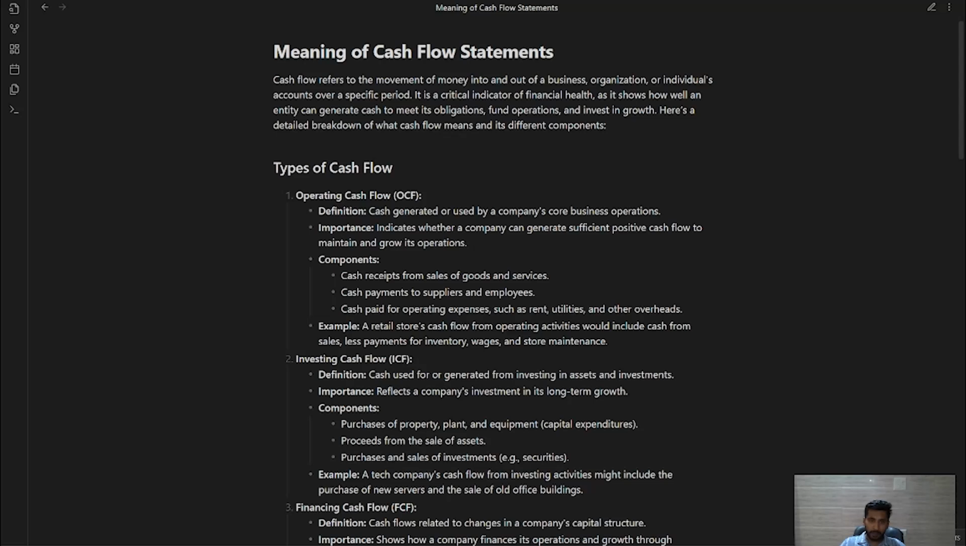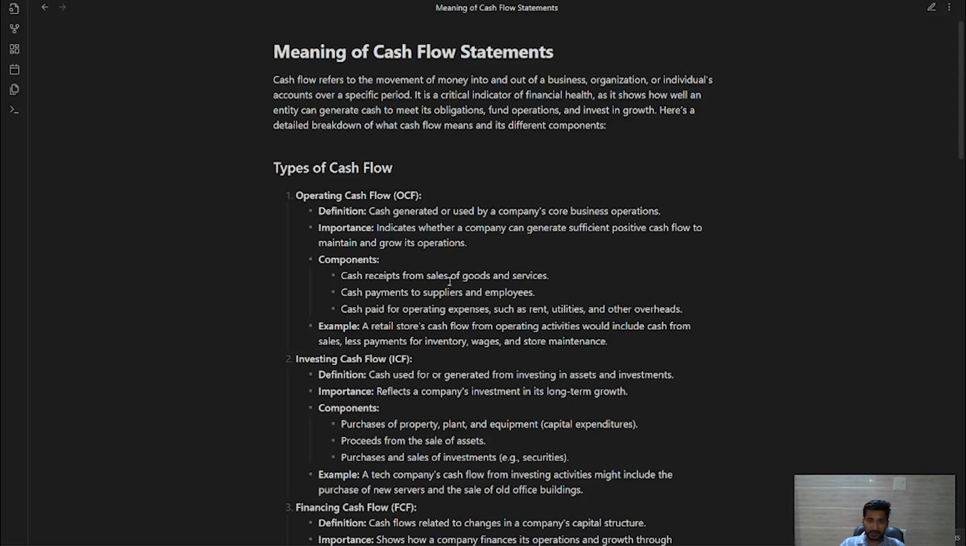Types of cash flows. The first type is the operating cash flow, that is the OCF. Definition: the cash generated or used by a company's core business operations. Importance: it indicates whether a company can generate sufficient positive cash flow to maintain and grow its operations or not. Then third is the components.